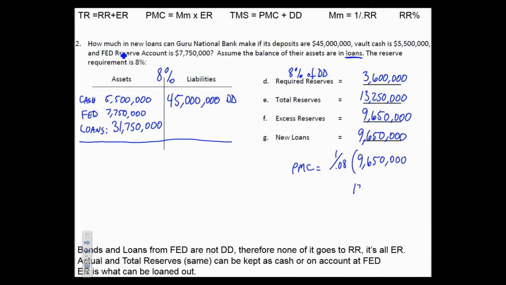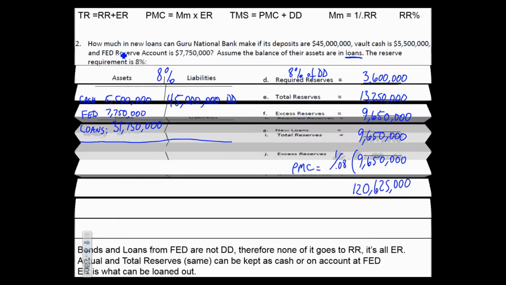625? So potentially, the whole banking system could increase the money supply by that amount. A question like this, we wouldn't ask about total money supply because we started out with reserves already. It's too hard. We wouldn't do that. Y'all good with this? All right.